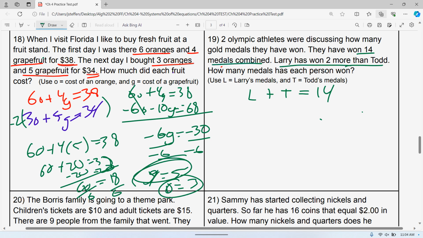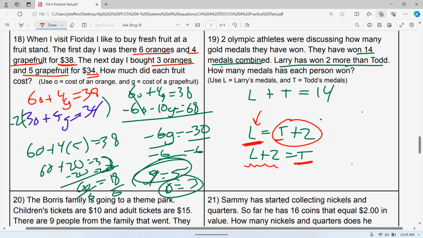Then it says Larry won 2 more than Todd. Now this is the hard part. Does that mean L is equal to T plus 2, or does that mean L plus 2 is equal to T? L is the number that Larry won, T is how many Todd won. Which one's bigger? In the first one, L has to be bigger because T plus 2 is L. In this one, T would be bigger because L plus 2 is equal to T, so T is 2 more than L.